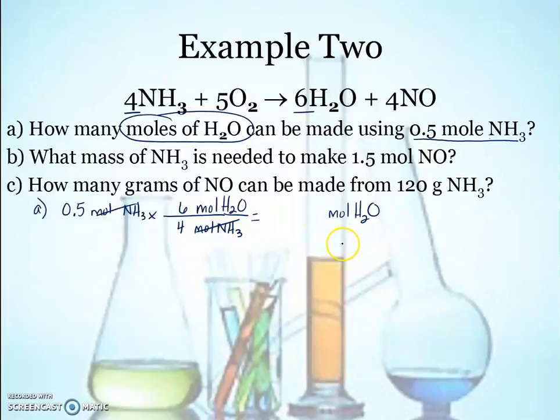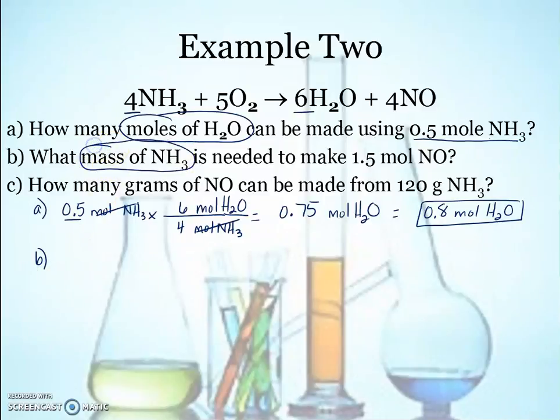Okay, the math, when we plug it into the calculator, gives us 0.75, but we only have one significant figure, so we need to make sure this is 0.8 moles of H2O. All right, letter B. Let's keep going. All right, letter B, what mass of NH3? So we're looking for the grams of NH3 needed to make 1.5 moles of nitrogen monoxide. So we're starting with 1.5 moles of nitrogen monoxide. We're looking for grams of NH3.